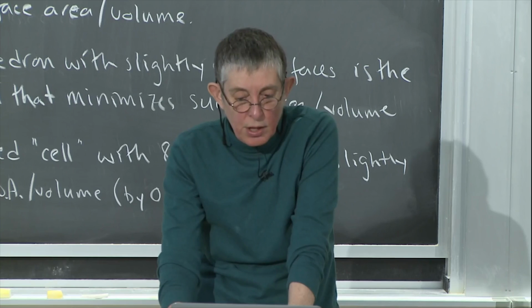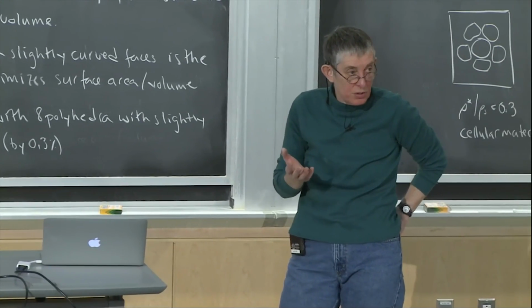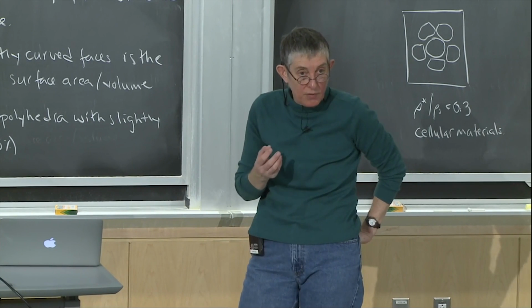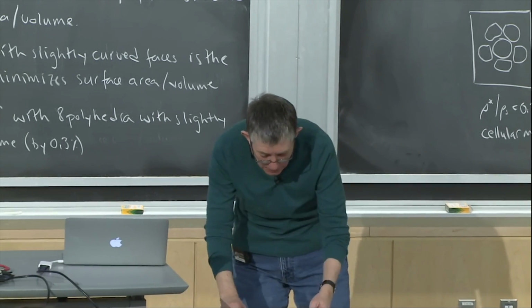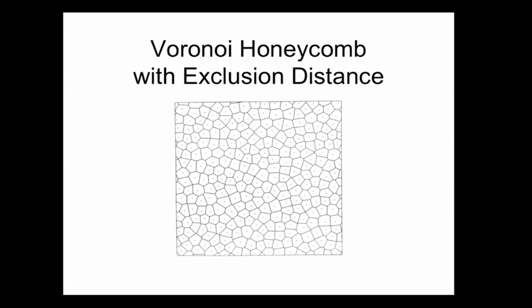You can see this structure here is kind of angular. It doesn't look that representative of something like a foam. But if you have an exclusion distance where you say that you're not going to allow the nucleation points to be closer than some given distance, your exclusion distance, then you get this structure here, and this starts to look a lot more like a foamy kind of structure. So these Voronoi structures are representative of nucleation and growth processes. So let me write down something about the Voronoi things.